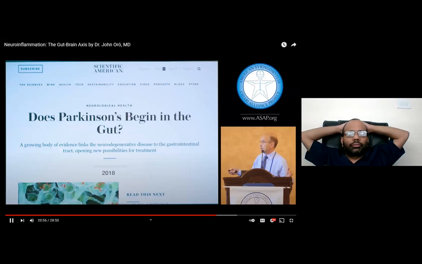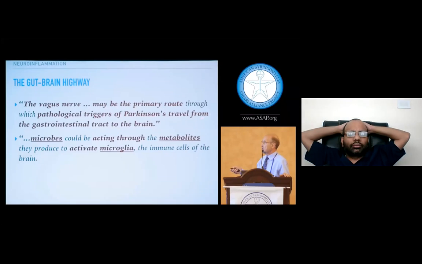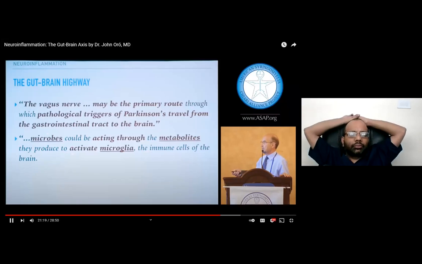Here's a recent review for anyone who's interested. There's a new one that I just saw the other day: Does Parkinson's begin in the gut? And here's what they say. The vagus nerve may be the primary route through which the pathological triggers of Parkinson's travel from the GI tract to the brain. Microbes could be acting through metabolites to activate microglia, the immune cells in the brain, terms that now we should be getting a little more familiar with.